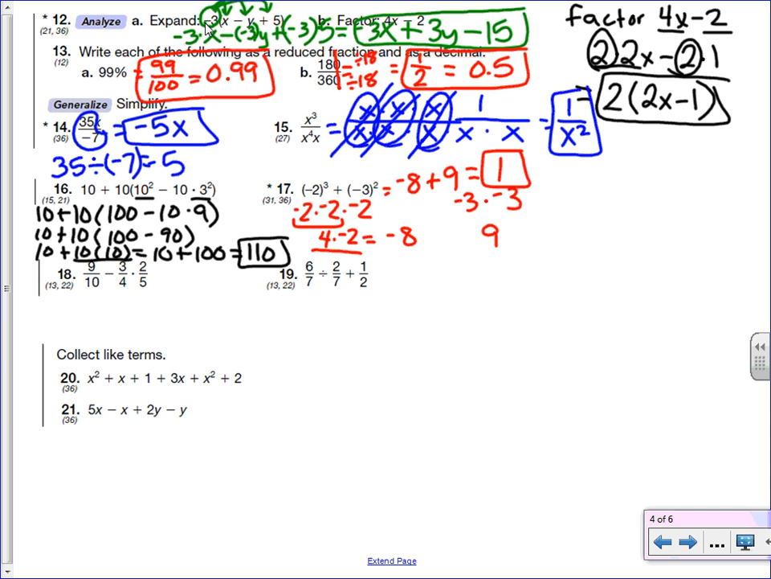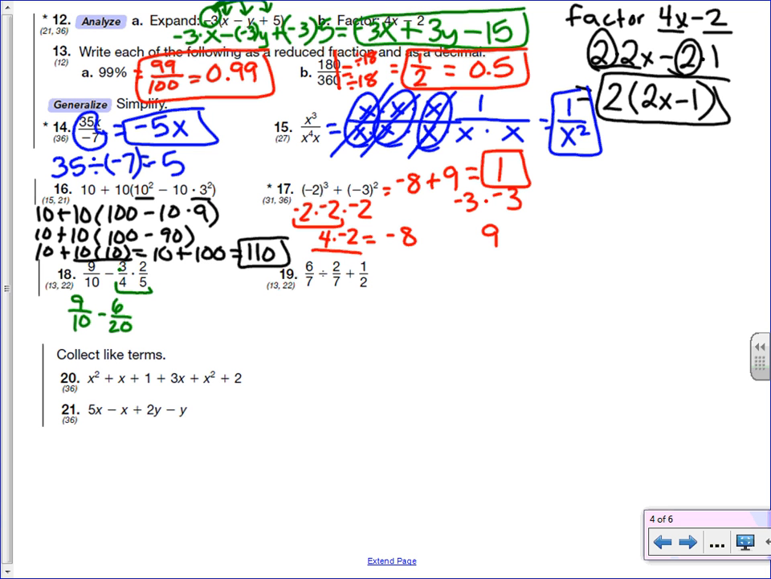9/10 minus 3/4 times 2/5. The multiplication comes before the subtraction. So I have 9/10 minus 3 times 2 is 6, 4 times 5 is 20. I need these to be with the same denominator.